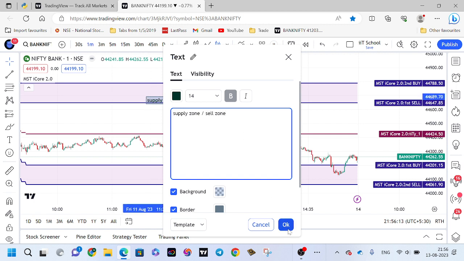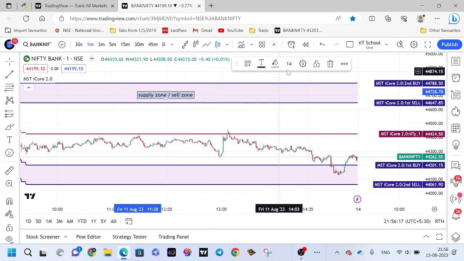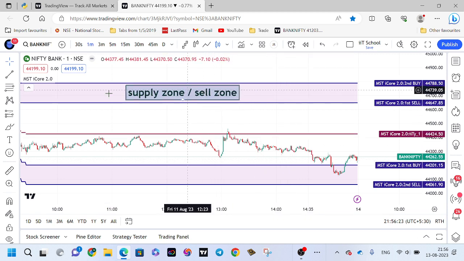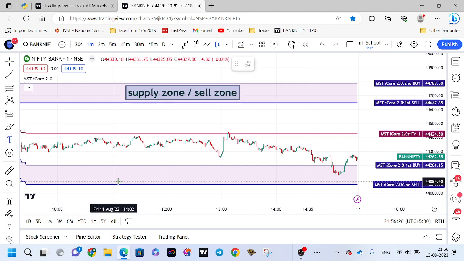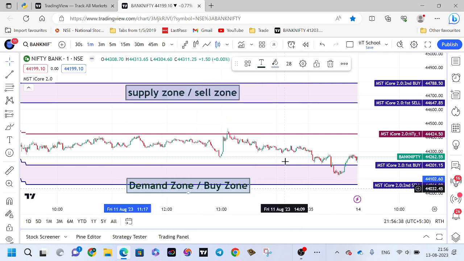Now if we see this clearly, this is the sell zone or supply zone. Clear? And what is the next one? Come down to the bottom side. If you see here, this we call the demand zone or buy zone.